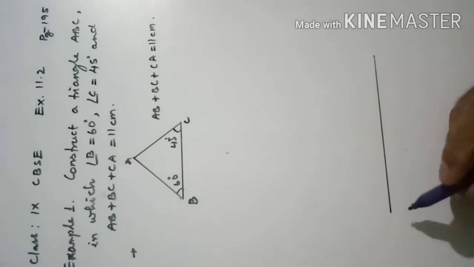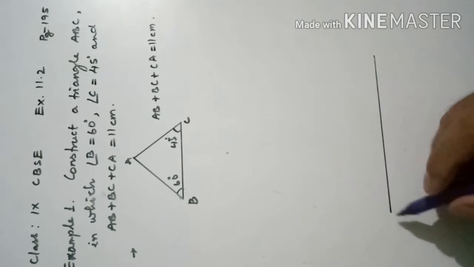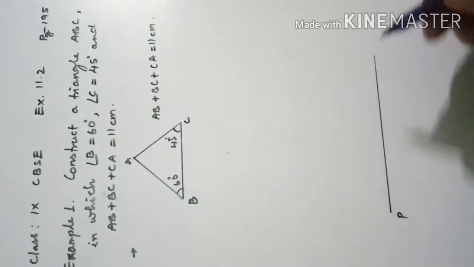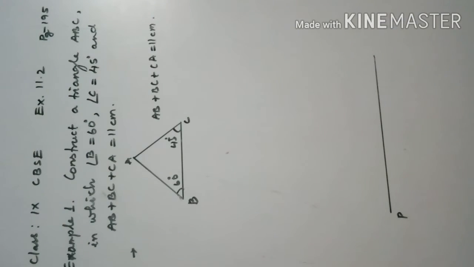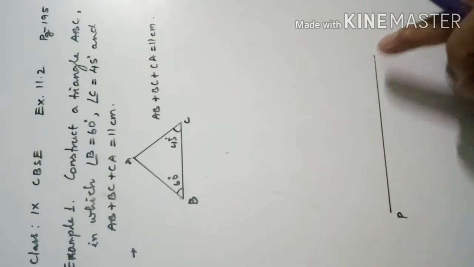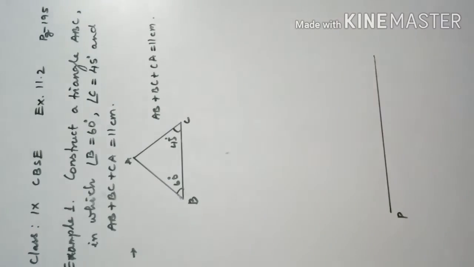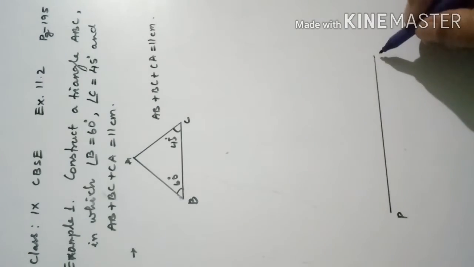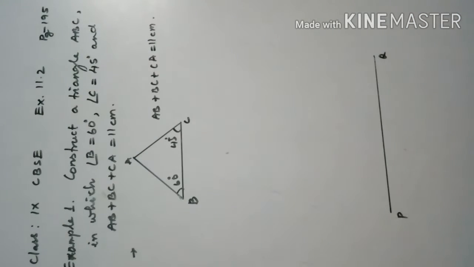This 11 centimeter line, give the name as PQ. But don't take ABC. At the last part we want to get ABC. This is not any single side, because if you name it AB, then AB is one of the sides, but not even one side is given. You consider it as some other letters, not ABC. So I am taking it now as PQ.